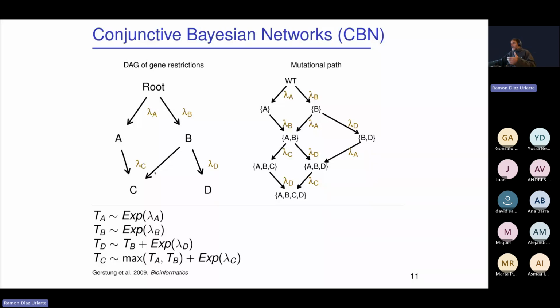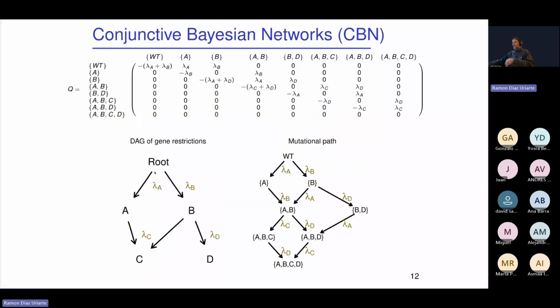The virtue, or the nice thing, about these continuous time models is that they give us the rate of transition between genotypes as a continuous time Markov chain. And we can use this to obtain different derived quantities, like the probability of observing different genotypes at different times.